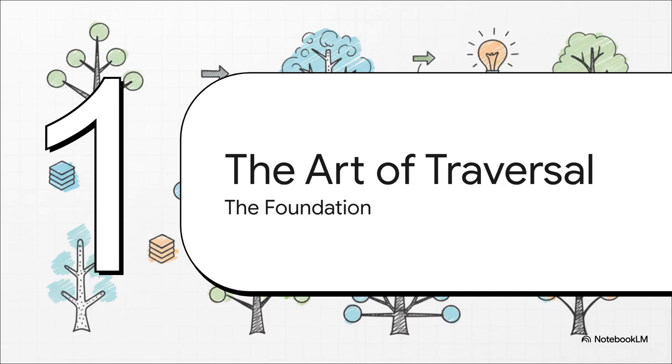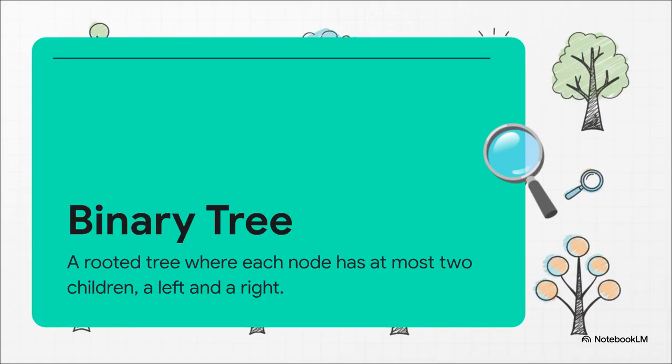And we have to start right at the beginning, with the absolute foundation of it all, the art of traversal. I mean, you can't solve a problem about a building if you don't know how to walk through its hallways, right? Same thing here. First, let's just make sure we're all on the same page. We're going to be talking almost exclusively about binary trees. Super simple concept. Each node can have a left child, a right child, both, or neither. That's it. But this simple structure, well, it's the playground for nearly everything that comes next.